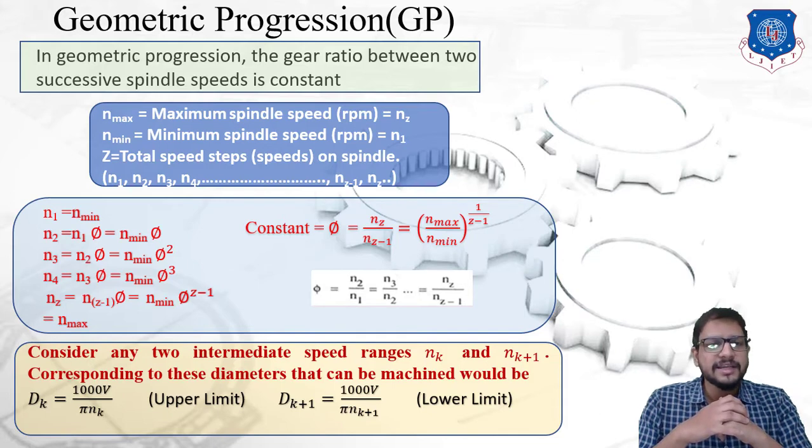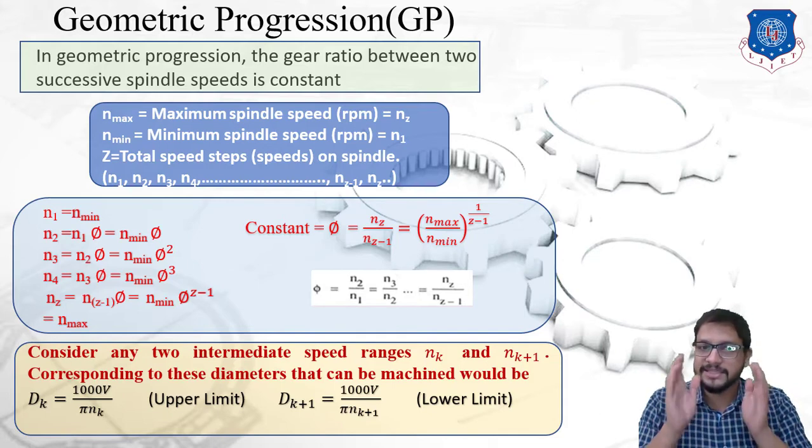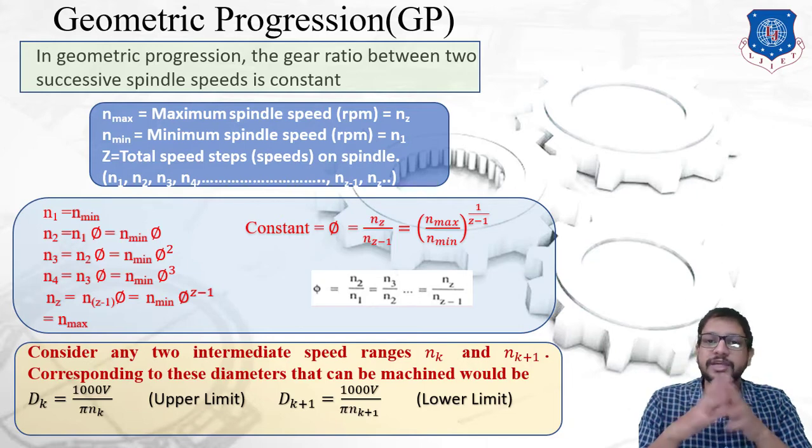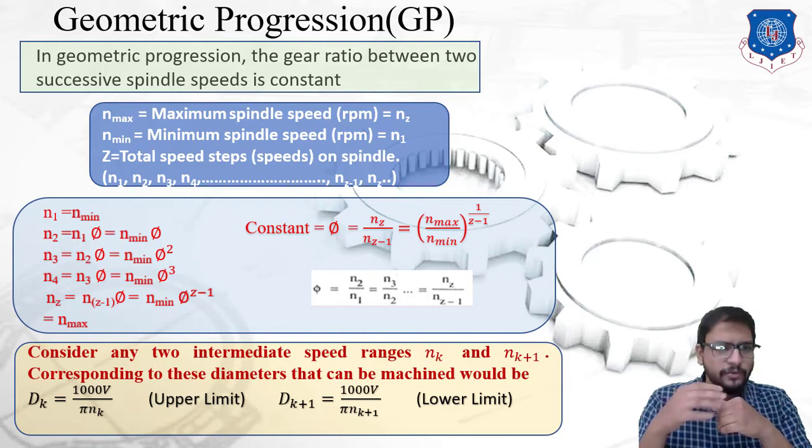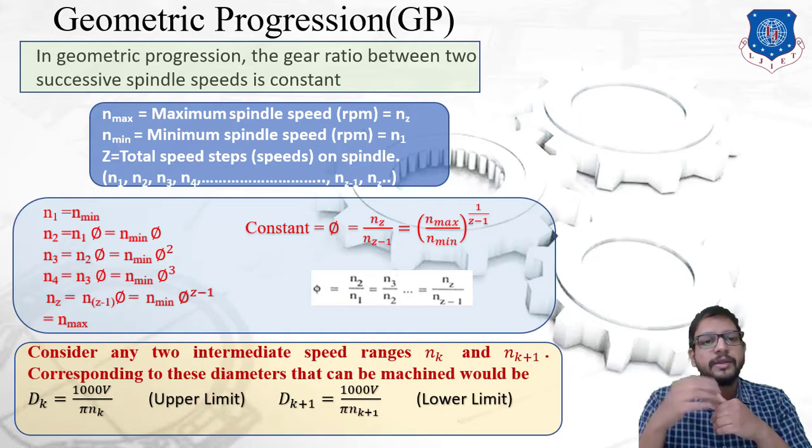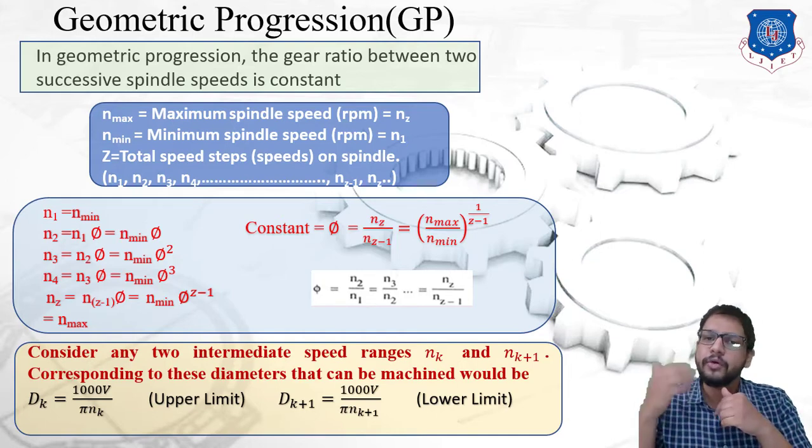Now let's say that we have Z speeds available. So the maximum spindle speed would be what? We would say NZ. Over here, as you can see on your screen, I have written N max, that is maximum spindle speed in RPM, which is equal to NZ. N minimum, which means minimum spindle speed in RPM, and obviously that would be the starting speed, that is N1. Over here, Z indicates the total number of speeds available on a spindle. That could be N1, N2, N3 up to NZ.